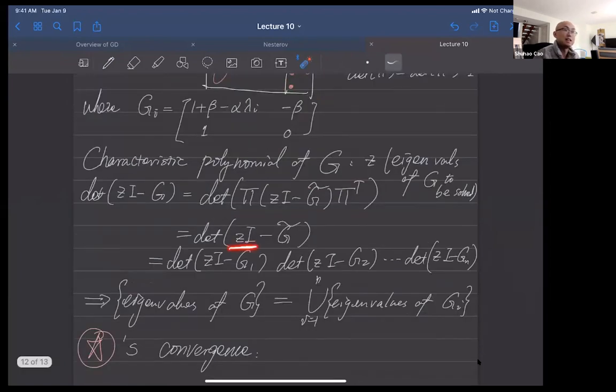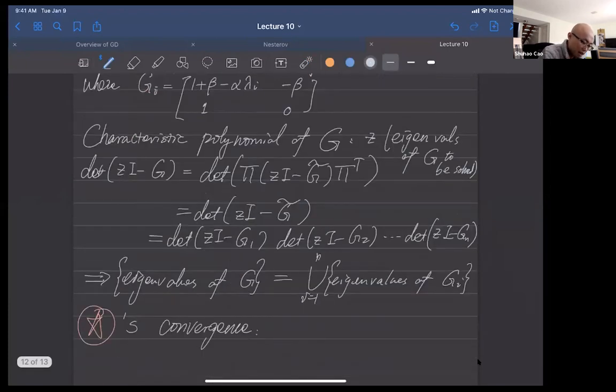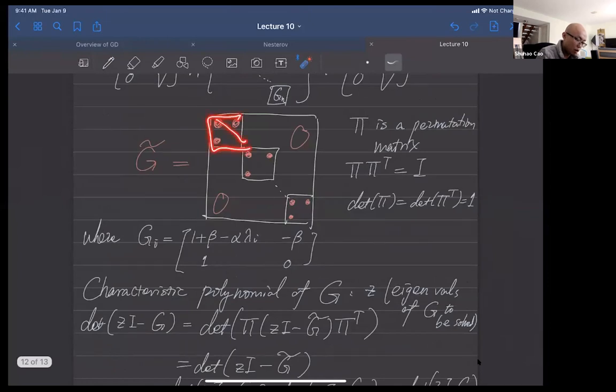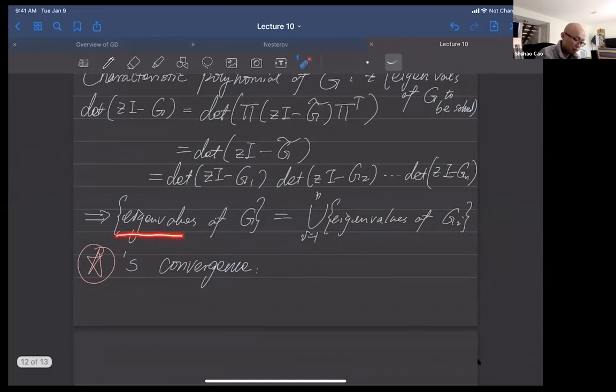And needless to say, Zi is just a diagonal matrix. So what happens is Zi subtract the G1 will be all these small diagonal blocks. The determinant is the multiplication of the determinants of these diagonal blocks. So the eigenvalues are just a collection of the eigenvalues of each Gi.